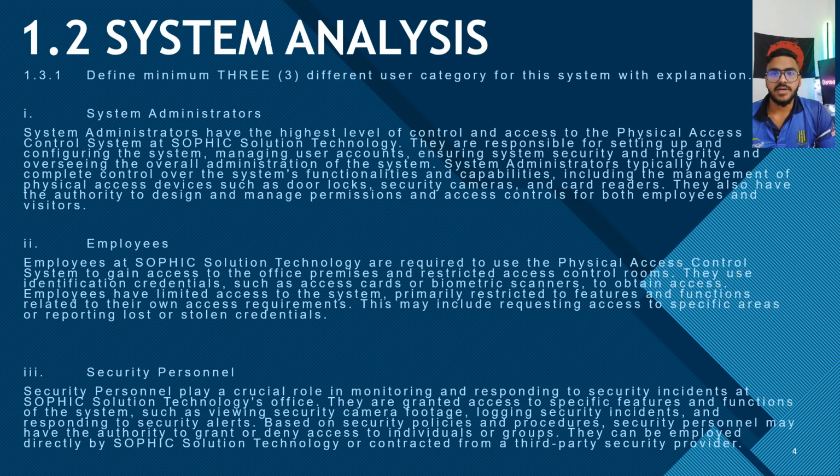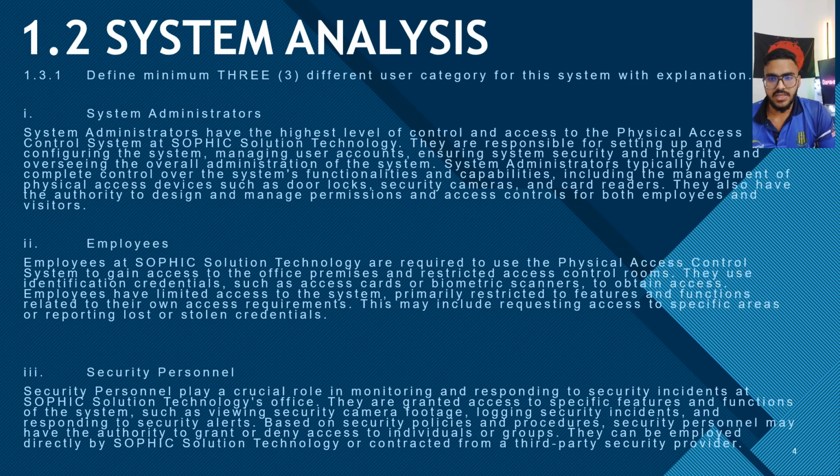They also have the authority to design and manage permission access control for both employees and visitors. Second one, employees. Employees at Software Solution Technology are required to use the physical access control system to gain access to the office premises and restricted access control rooms. They use identification credentials such as an access card or biometric scanner to obtain access related to their own access requirements. This may include requesting access to specific areas or reporting lost or stolen credentials.